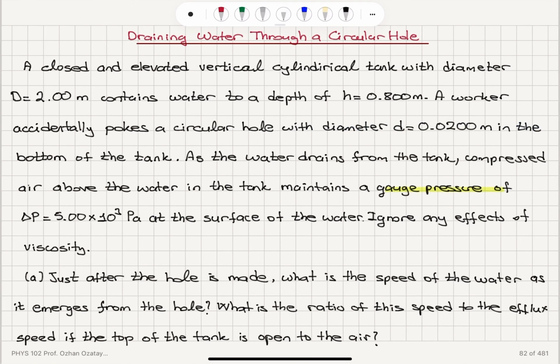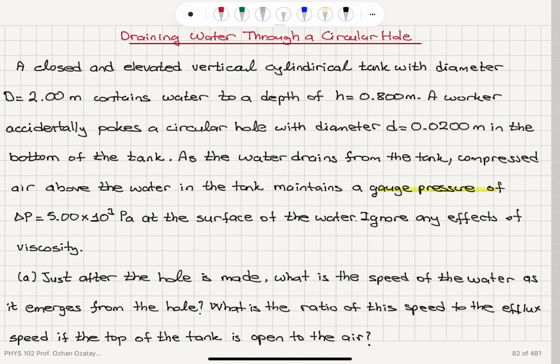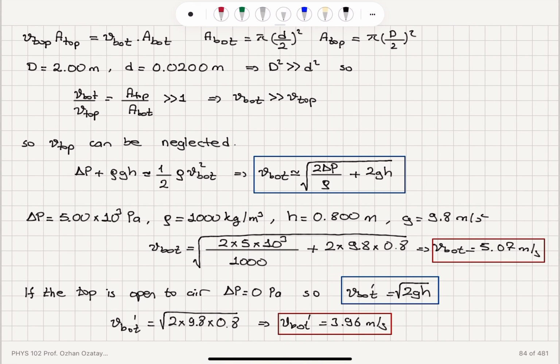What is the meaning of having this open to air? What is the ratio of the speed to the efflux speed if the top of the tank is open to the air? If the top of the tank is open to the air, then there is no delta P. Delta P is equal to 0, so I substitute 0 here. Square root of 2gh is the answer, which tells me that the speed with which the water will drain will be less, about 1 meter per second less.